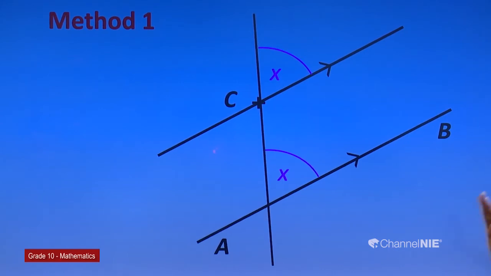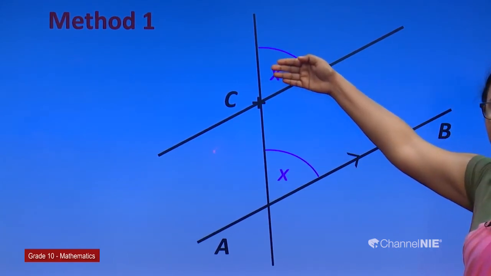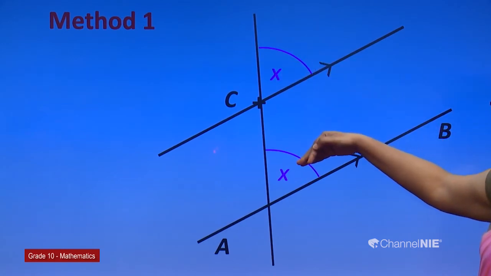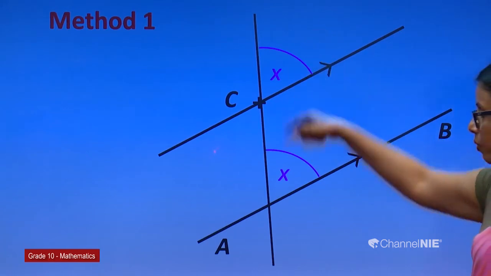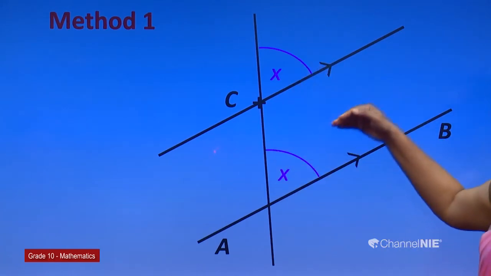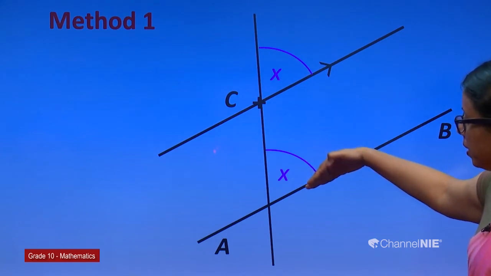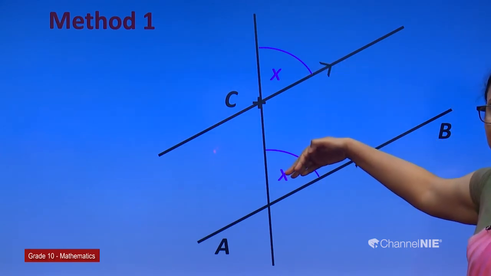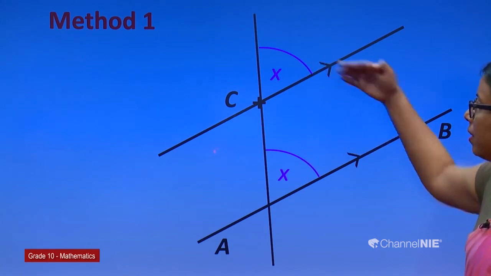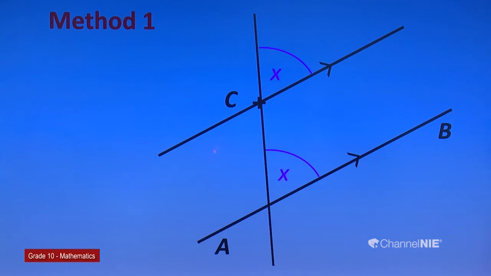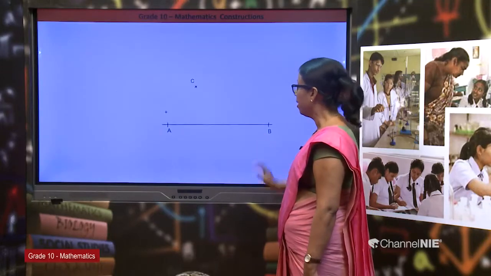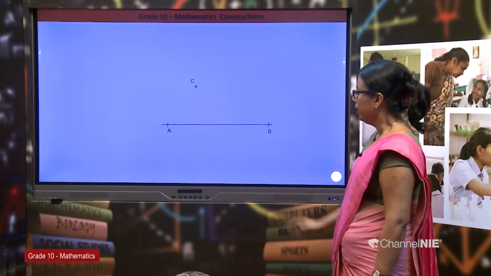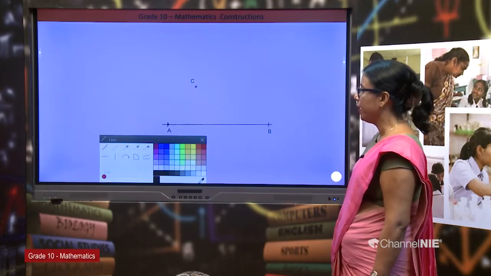So, if we can construct two corresponding angles equally, that means that the lines are parallel. So, that is the theorem that we are using. Two lines intersecting with another line, a transversal, we have to construct two equal angles; those two angles are corresponding angles, and they should be equal. Okay. Let us construct a parallel line through C. Here I have taken line segment AB.